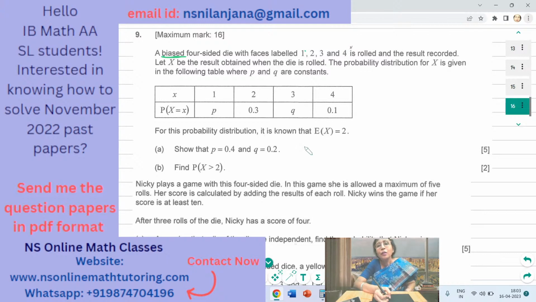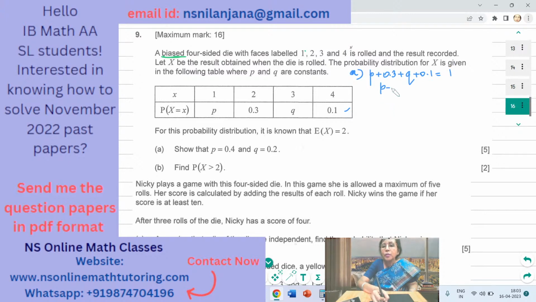Fine. Now, again, there are 2 unknowns, so we have two equations to solve them. First thing that we know is the sum total of all the probabilities should be equal to 1. So we will be having, this is subpart A, P plus 0.3 plus Q plus 0.1 is equal to 1. Okay.